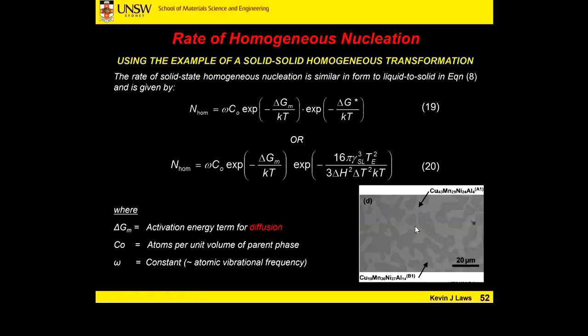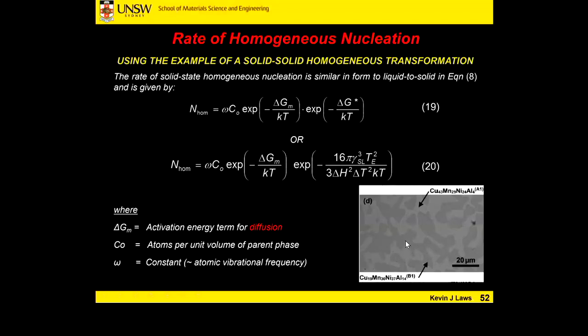So over time, what we would essentially have is the same as that sphere in the middle of the parent phase. Over time, this structure would try to minimize its surface area to volume ratio and form a single sphere of that phase within the matrix.